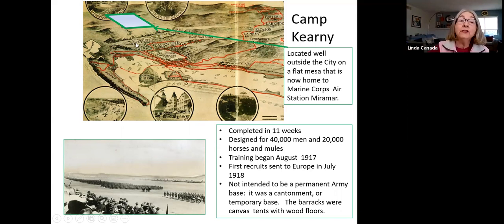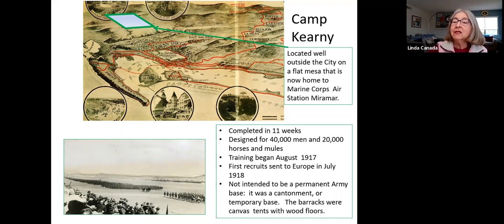It was across the San Diego River, in the neighborhood of today's Scripps Ranch. And today, part of that land is the home to the Marine Corps Air Station Miramar. It was a naval station when I came here. Anyway, Miramar is now located on part of this land, but something you should think about is the size of Camp Kearney.